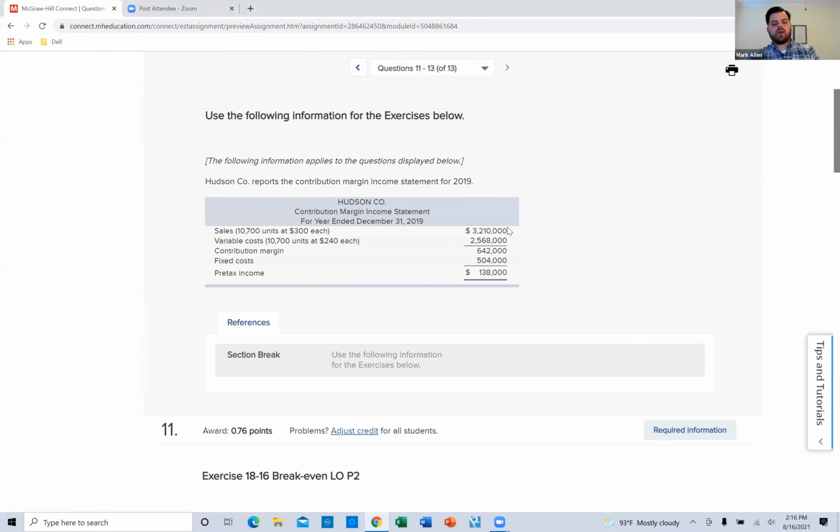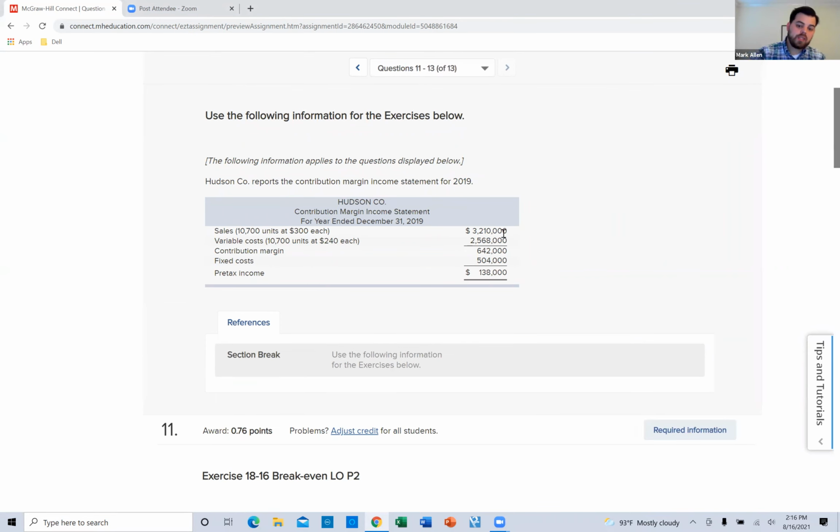Now we're moving into the last set of questions using this company named Hudson Company. And so we've got 3 questions using the same set of information, and we'll make some changes to it as we go. But this is the general setup that we'll be using. So in number 11, they just say, compute break-even point in units and compute break-even point in sales dollars.